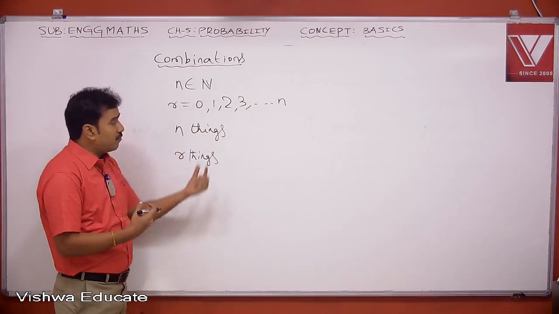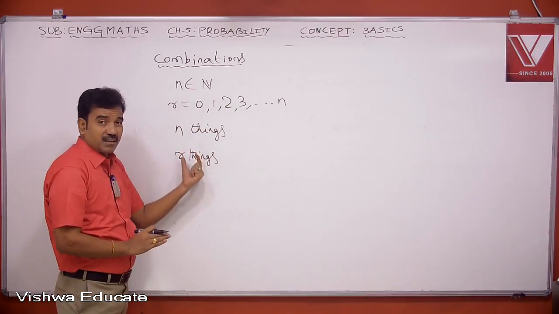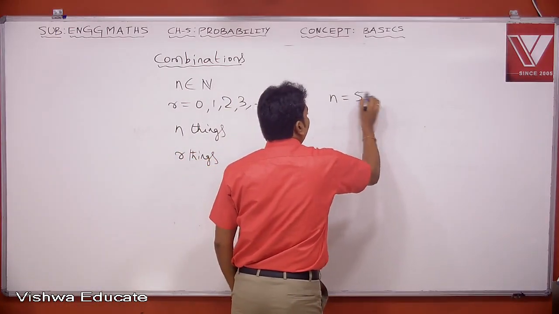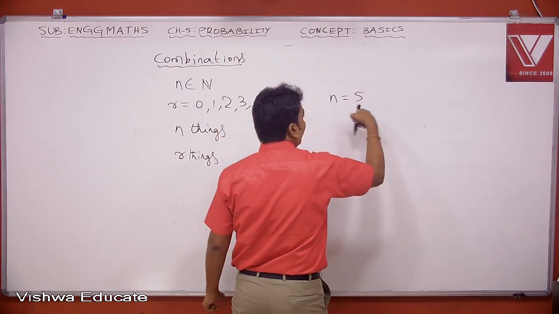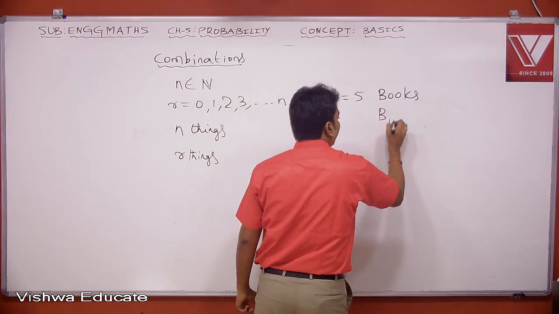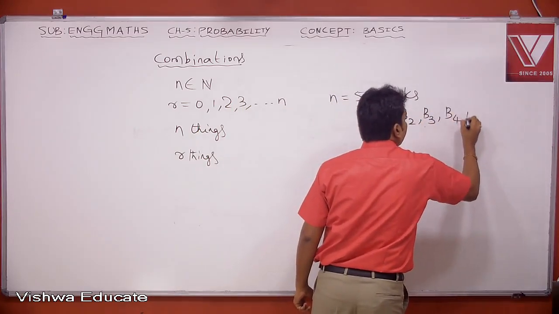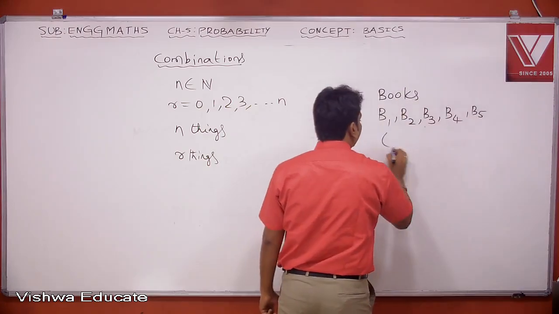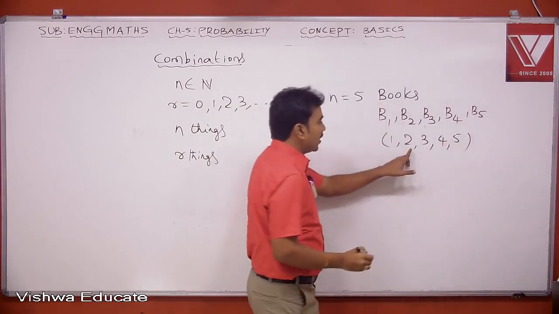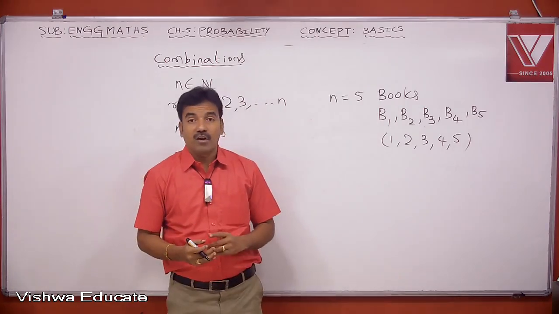Let me tell you one example before discussing this. If I write like this, you may not understand directly. I will give you one general example. Suppose n value is 5. So here n things means we have 5 books, say for example B1, B2, B3, B4, B5. Or I can use the notation book 1, 2, 3, 4, 5. So I have totally 5 books with me, numbered 1, 2, 3, 4, 5.